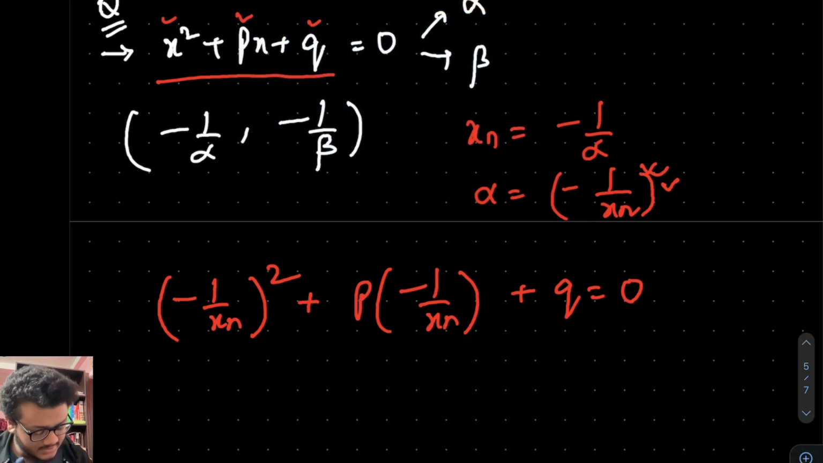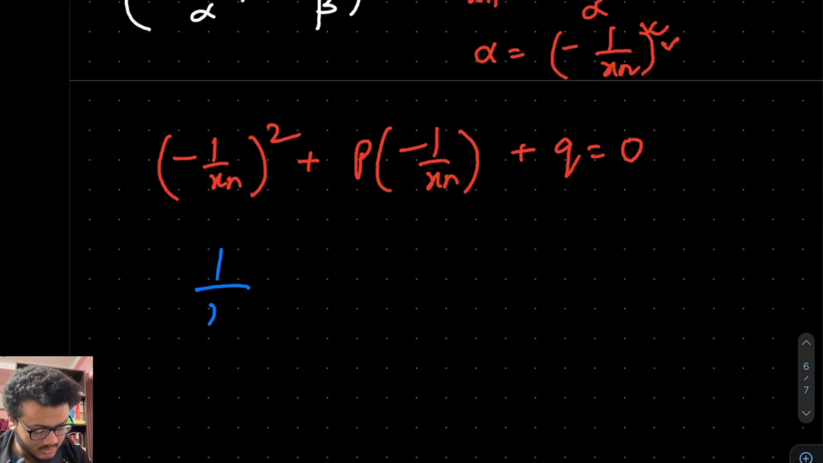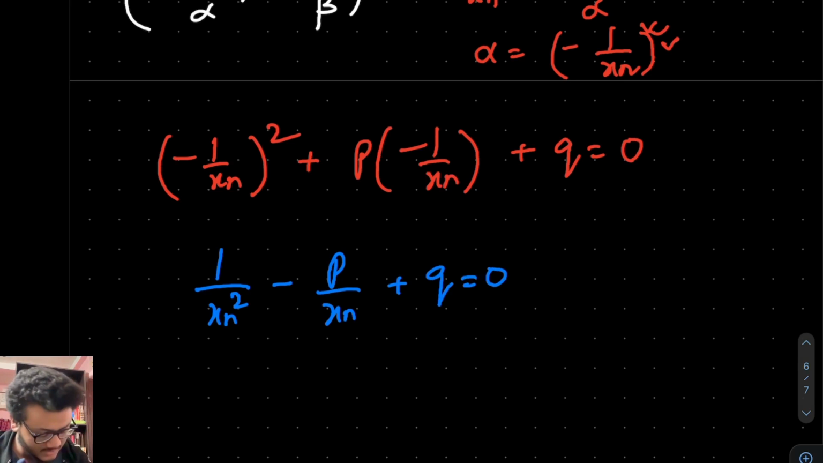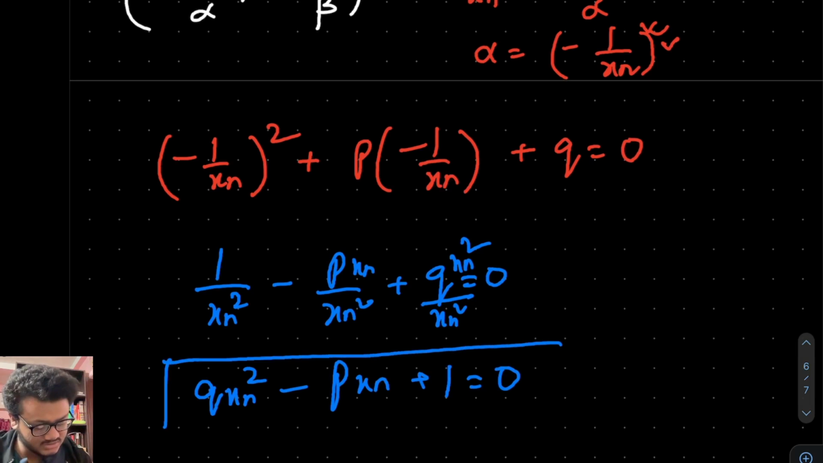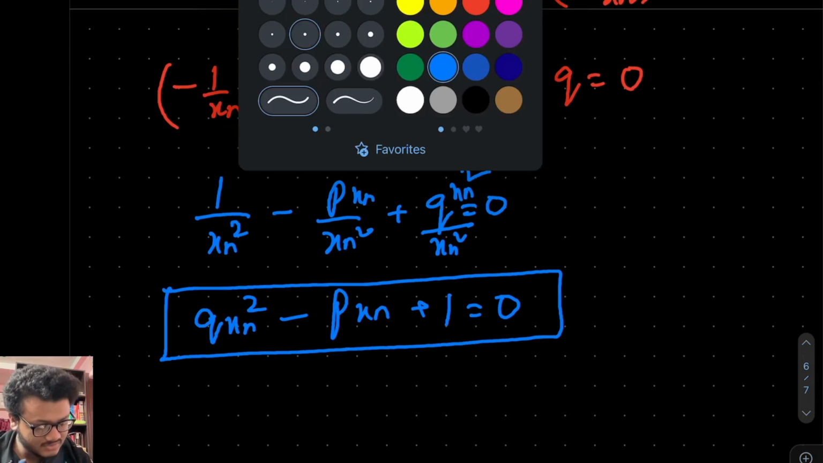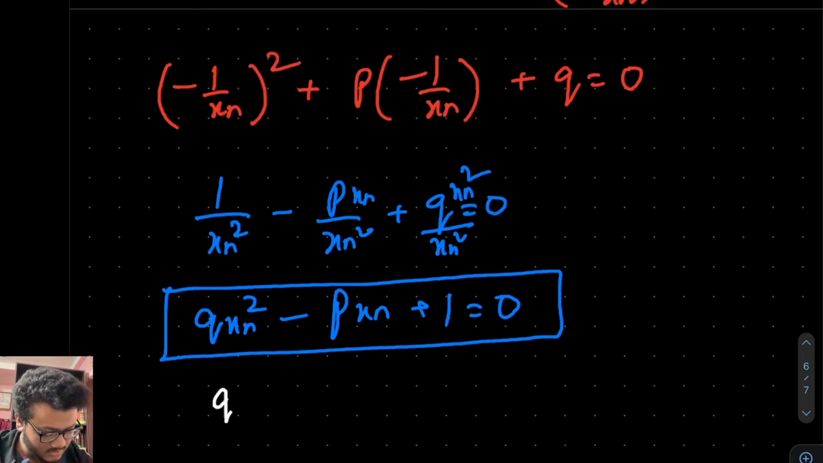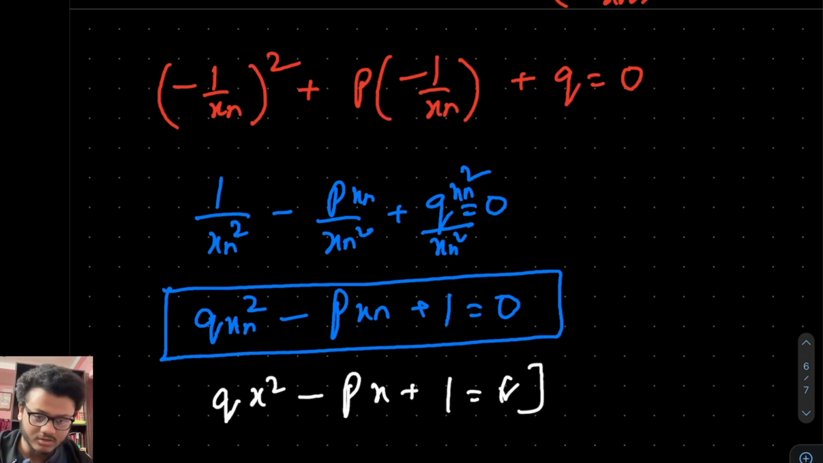It is not like anything else. So then we find that this is equal to 1 by x new squared minus p by x new plus q. We will simplify this, and so we find a new expression, that is q x new squared minus p x new plus 1. So this is our new equation. Now this is a variable, right? So this can also be written as qx squared minus px plus 1. This is equal to 0. Okay.